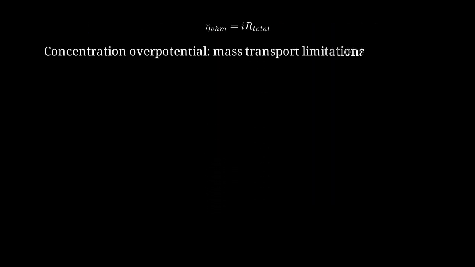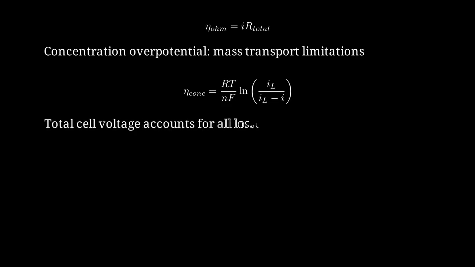Concentration overpotential occurs when mass transport cannot supply reactants fast enough to maintain concentration at the electrode surface. Concentration overpotential equals RT over nF times natural log of limiting current over limiting current minus actual current. The actual cell voltage is the theoretical voltage minus all three overpotentials. Cell voltage equals standard potential minus activation overpotential minus ohmic overpotential minus concentration overpotential.